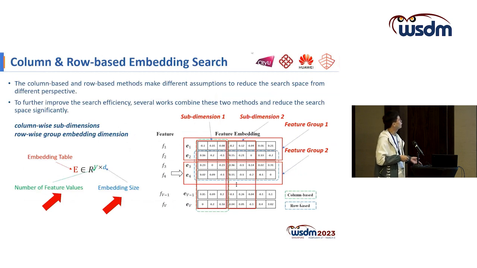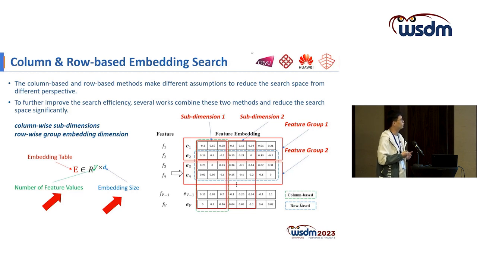So we can see that the column-based and the row-based methods will make different assumptions to reduce the search space from different perspectives. So a simple idea is to combine these two methods to reduce the search space and then improve the search efficiency.